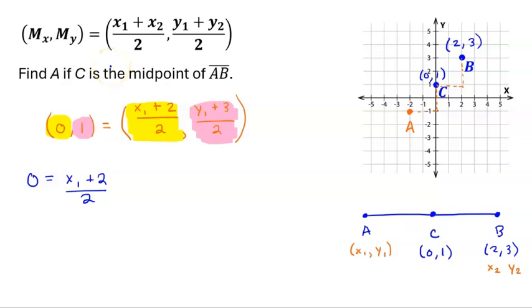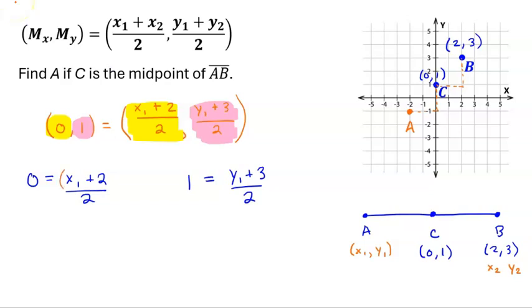So I'm going to write that as a separate equation. So now I have 1 equals y1 plus 3 divided by 2. And now we're just going to work to get x1 and y1 by themselves. So let's start with this one.